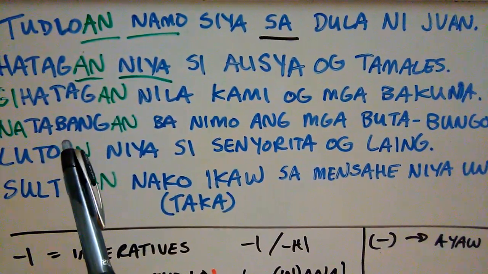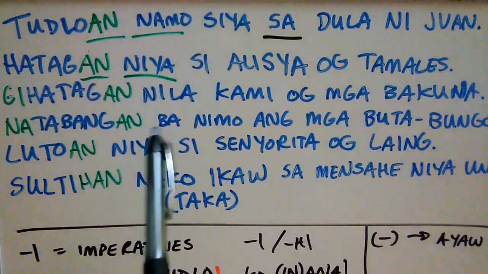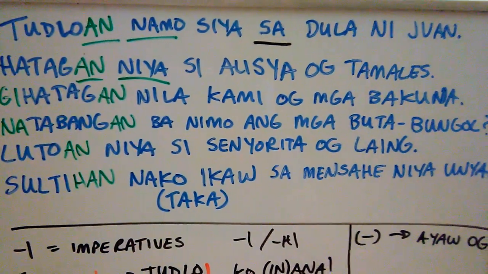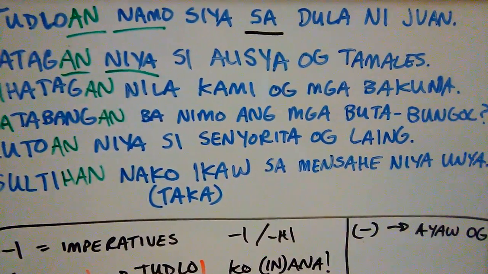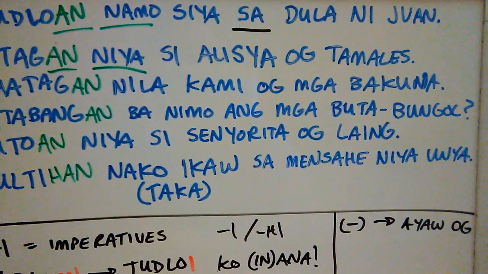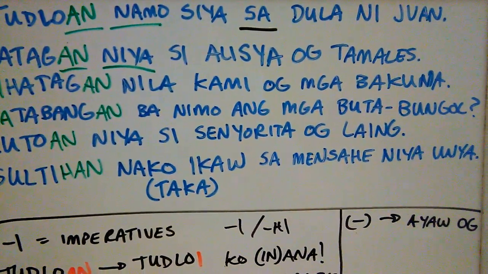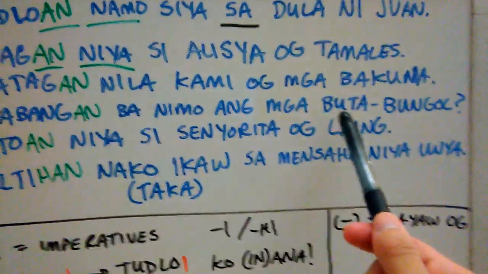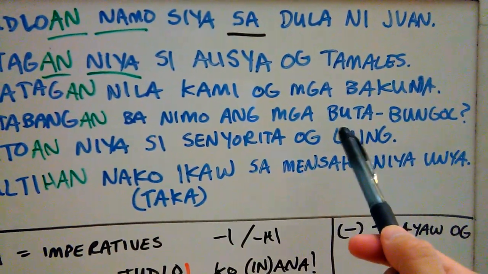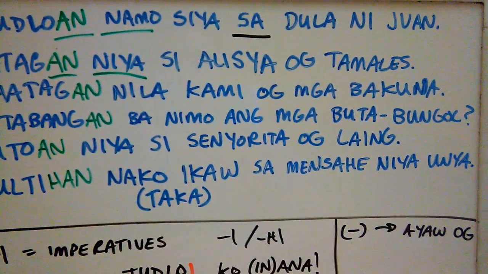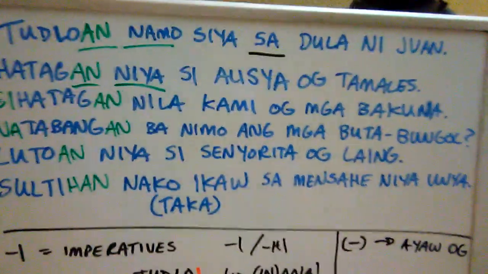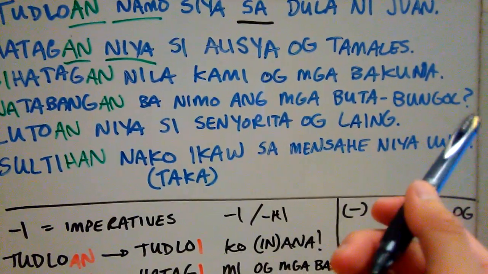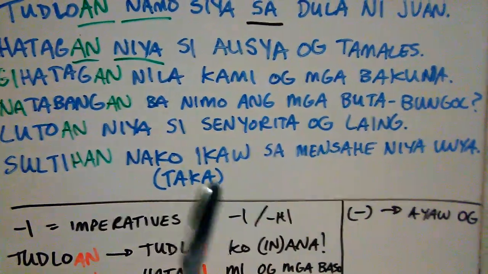Natabangan, and notice again, tabang is that word, but we have a nga, right? So natabangan. So just keep track of the pronunciation and the stress, right? Natabangan ba nimo ang mga buta bungol? So buta bungol is just someone who is blind, right? Buta blind, bungol deaf. Buta bungol is someone who is blind and deaf, right? But we have a word for that. We just call it buta bungol, if you're both, right?